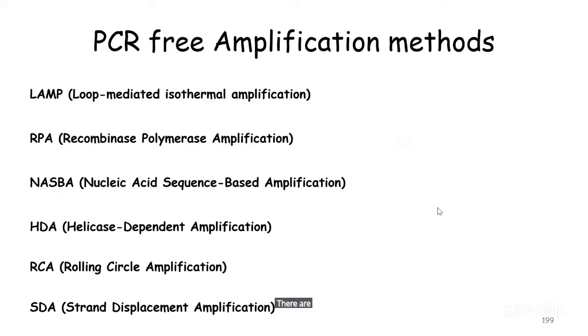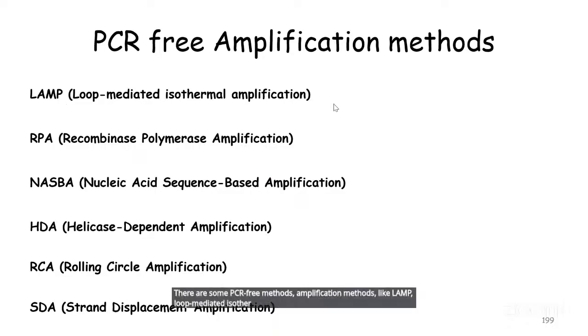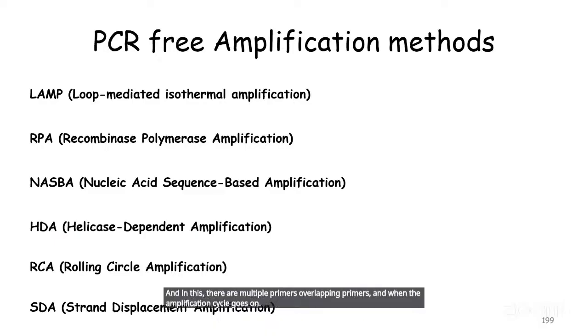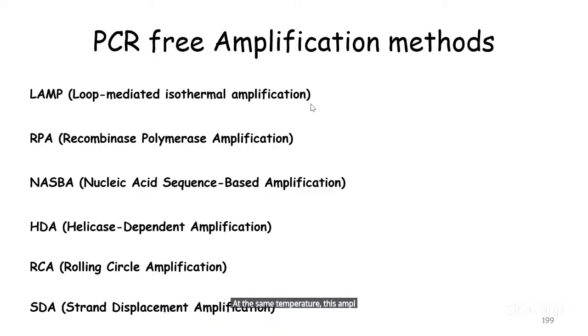There are some PCR-free amplification methods like LAMP, loop-mediated isothermal amplification. This is commonly used. In this, there are multiple overlapping primers. And when the amplification cycle goes on, the amplifying strand removes the primer from the side. In each cycle of the amplification, although there is no temperature cycle, at the same temperature this amplification goes on again and again because the extending strand removes the primer from the side.